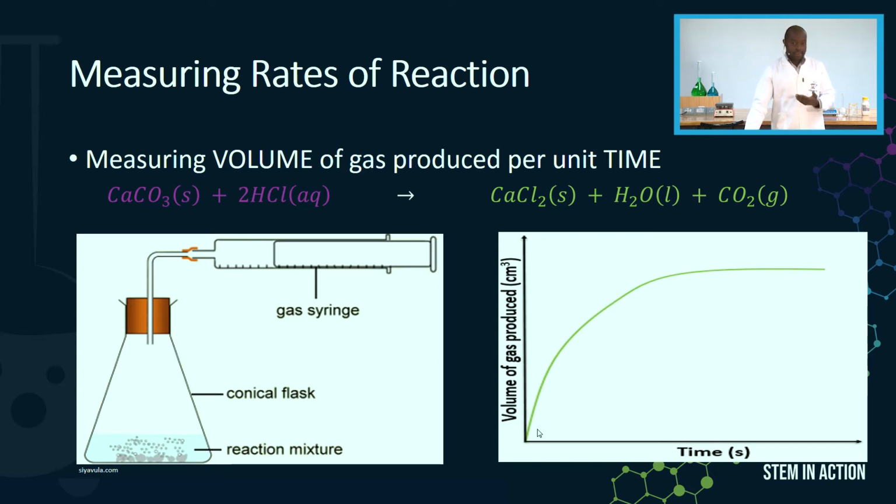And we also notice here, like we have indicated, that the gradient of the graph starts very steep and is slowing down as the reaction progresses until it flattens. And I'm going to look at why that happens later on.